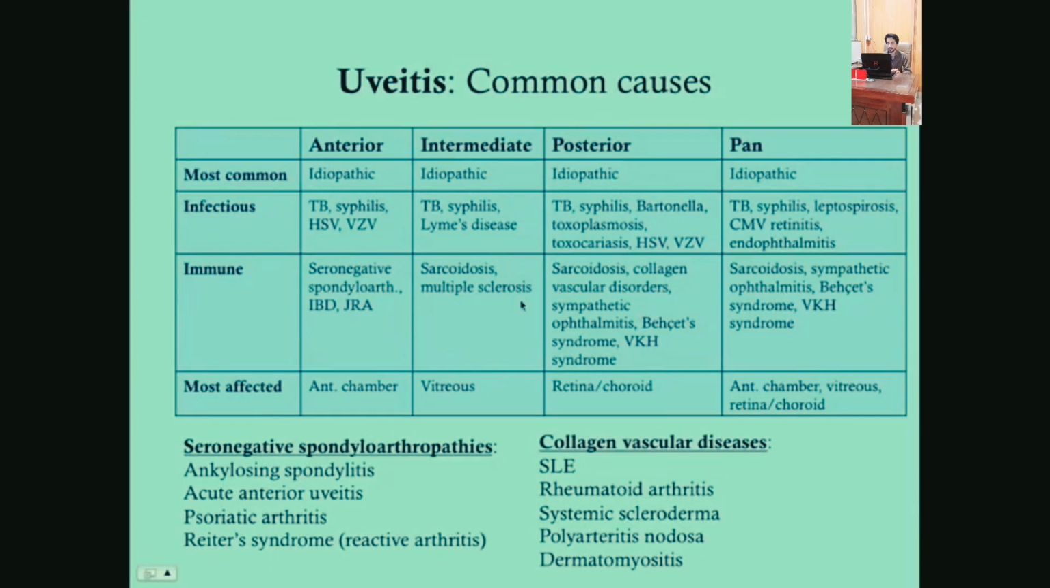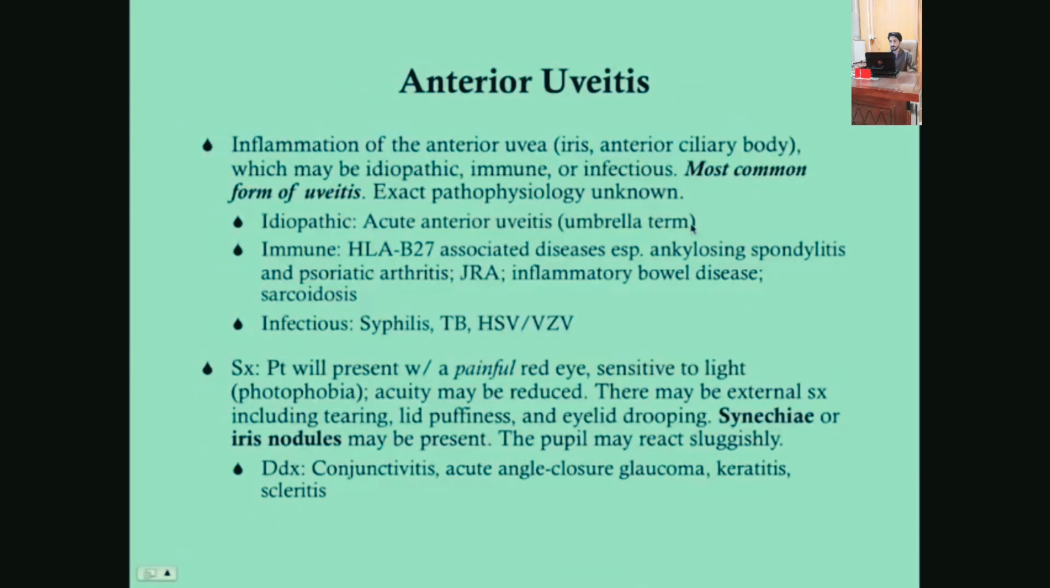This isn't going to be a very commonly tested area on the USMLE, but this will help you get your 99 percentile points if you really want those. But the big thing to remember is the seronegative spondyloarthropathies, especially AAU, psoriatic arthritis, ankylosing spondylitis, being associated with anterior uveitis, because this is the most common one, as well as TB and syphilis being associated with any of the uveitises.